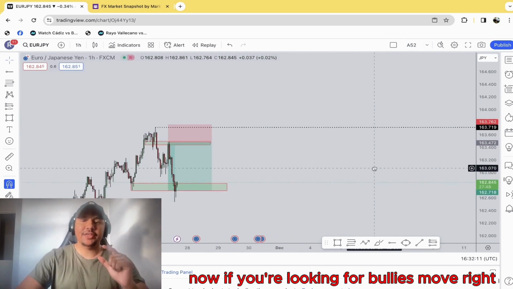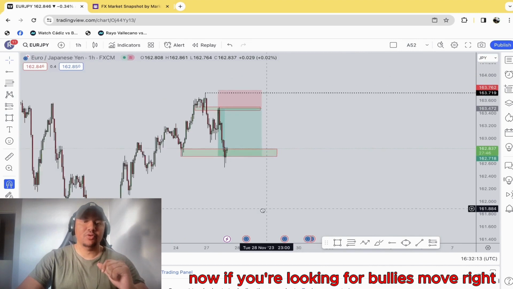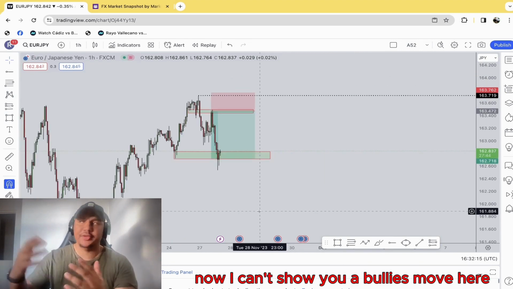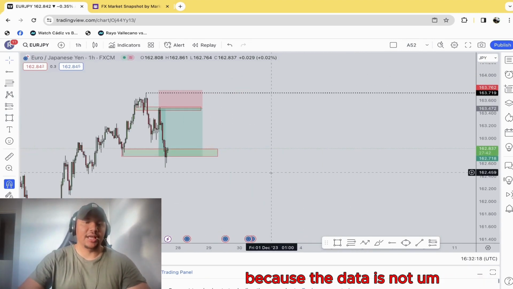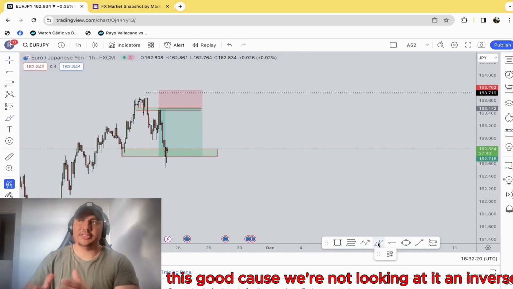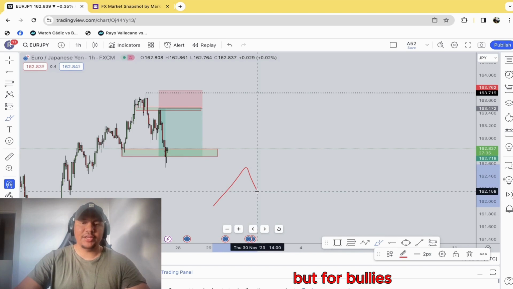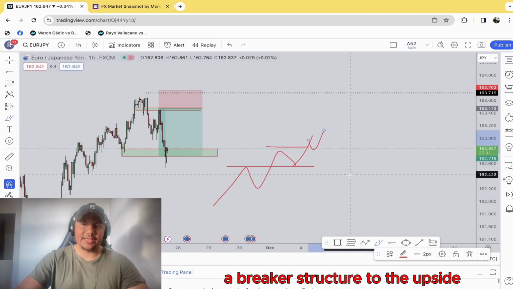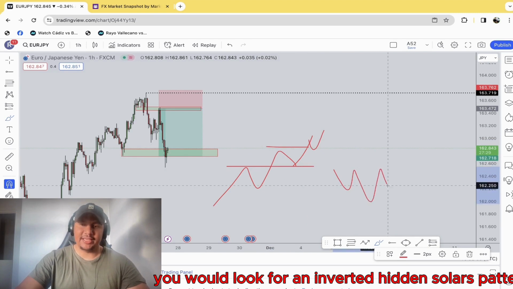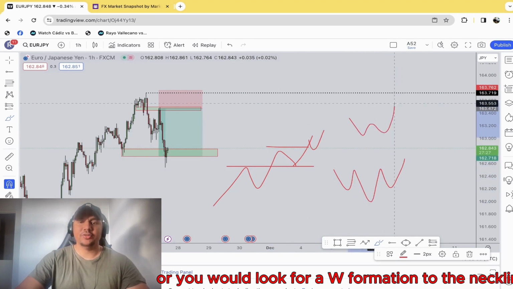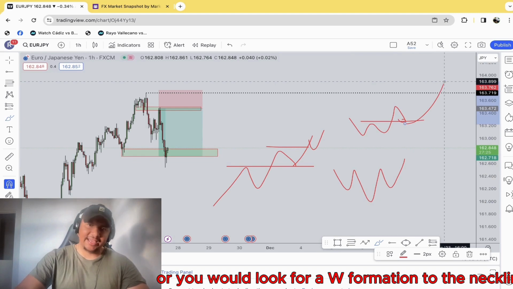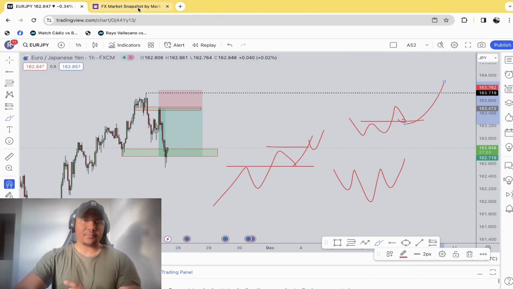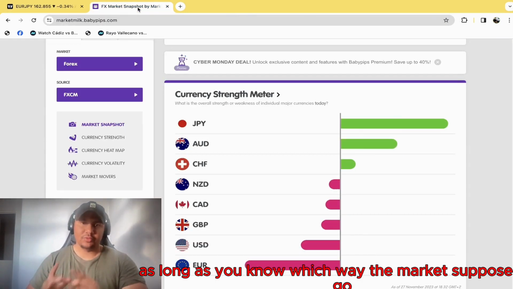Now, if you're looking for a bullish move right now, I can't show you a bullish move here because the data is not bullish. But for bullish, you would look for patterns like an impulse, a break of structure to the upside. You would look for an inverted head and shoulders pattern, or you would look for a W formation to the neckline. As long as you know which way the market's supposed to go.